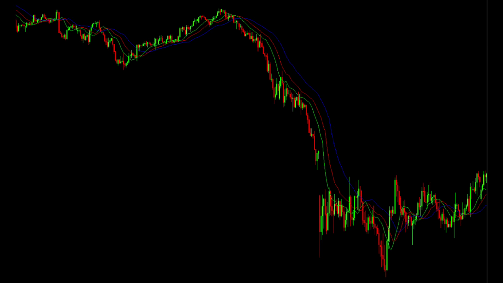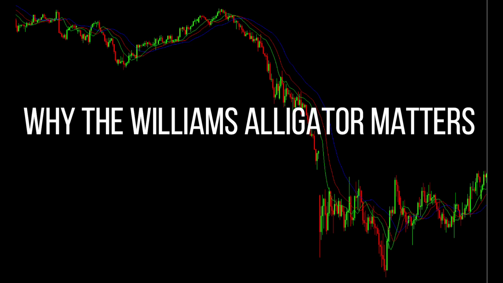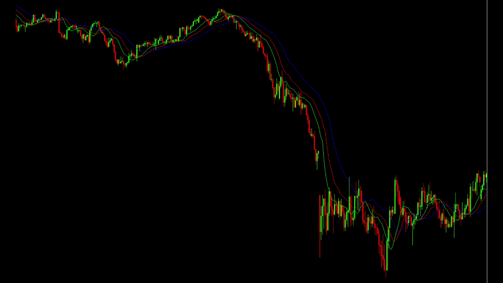Why the Williams Alligator matters. The indicator's creator, Williams, was a pioneer in financial market psychology. He first developed his indicators in the 1980s, when he was one of the first to recognize the importance of fear and greed as motivators for investors.